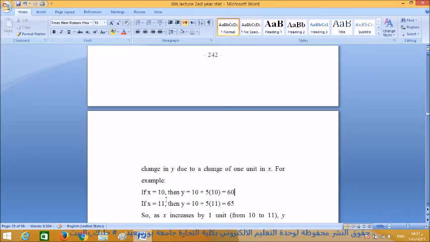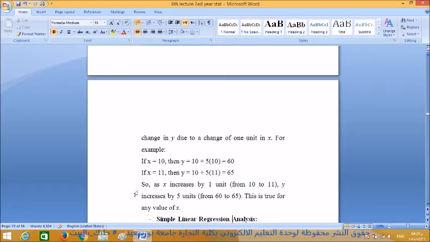Okay, so 1 unit change in x corresponds to 5 unit change in y. So 5 is the coefficient of regression, or the rate of change in y when x changes by only 1 unit, or due to 1 unit. So as x increased by 1 unit from 10 to 11, y increases by 5 units.